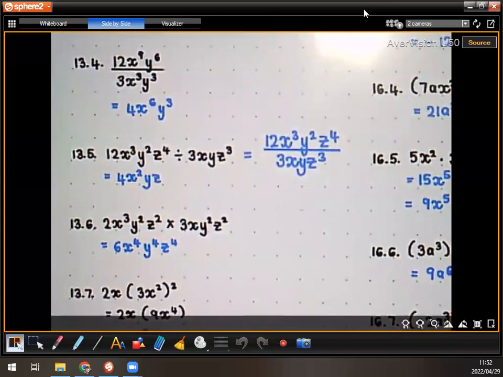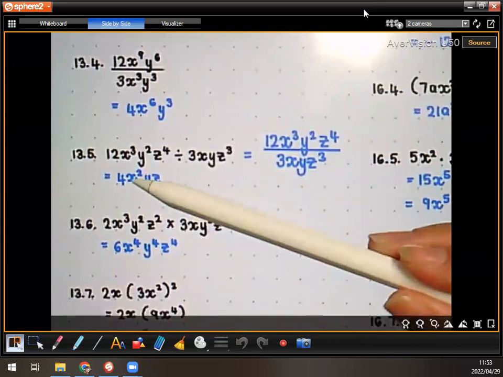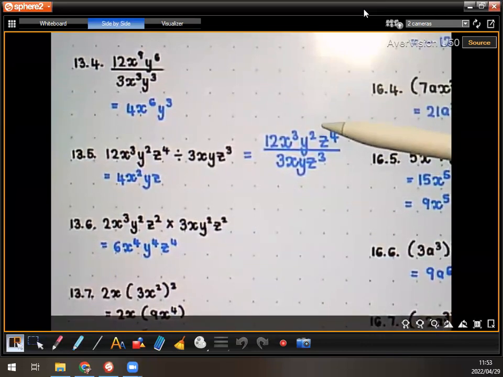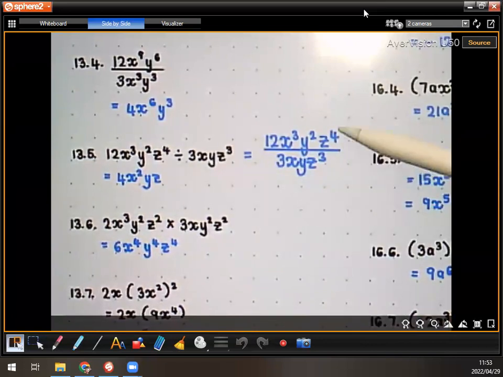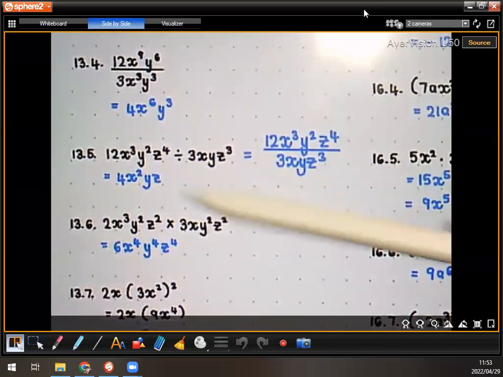If you add that in, okay, 12 divided by 3 is 4, right? 3 x's at the top, 1 at the bottom, so we're left with 2 at the top. 2 y's at the top, 1 at the bottom, so there's 1 more at the top, and then for the z's, it's the same thing, right? 4 z's at the top, 3 at the bottom, so there's 1 more at the top.